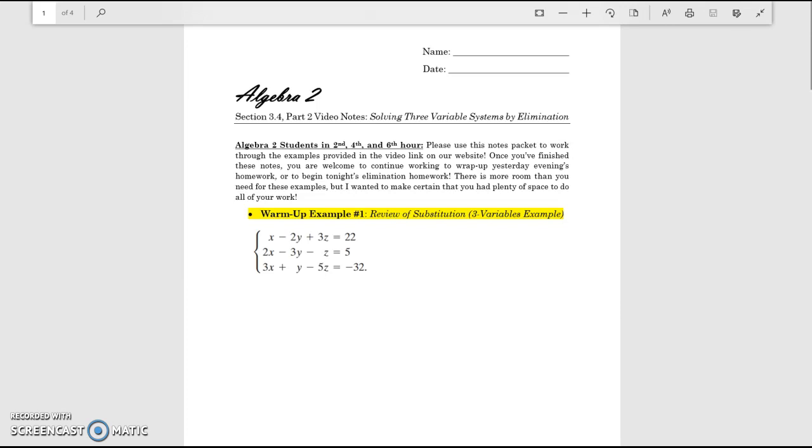So we're going to go ahead and start off with a substitution review problem, and then we'll circle around and continue to practice with elimination as well.